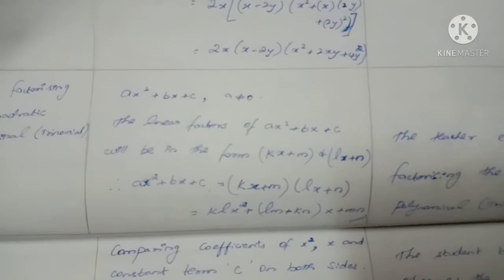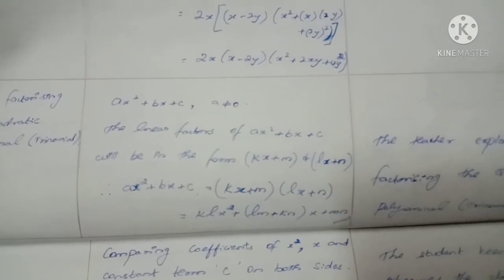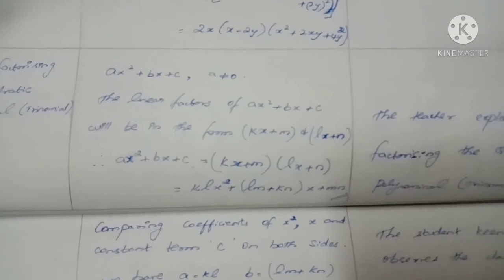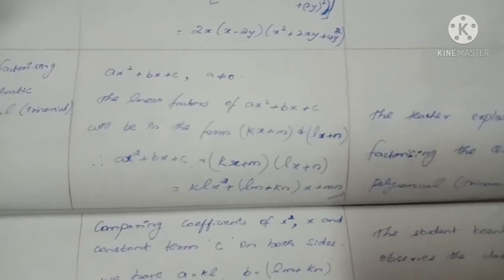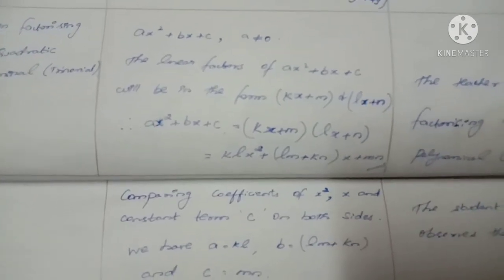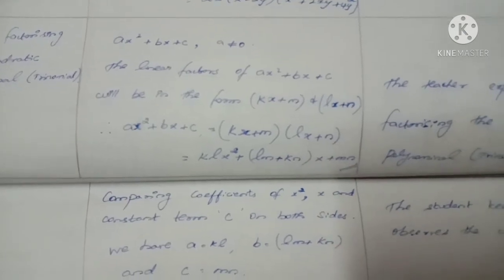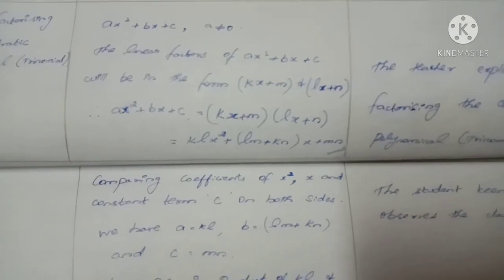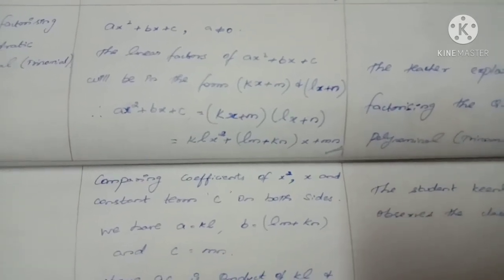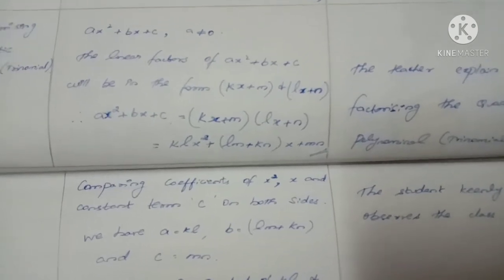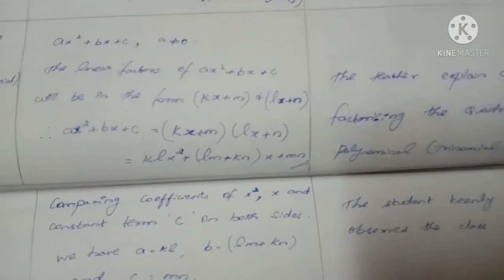The linear factors of ax square plus bx plus c will be in the form kx plus m and lx plus n. Therefore, ax square plus bx plus c equal to kx plus m into lx plus n. In the next line, equal to klx square plus lm plus kn of x plus mn.